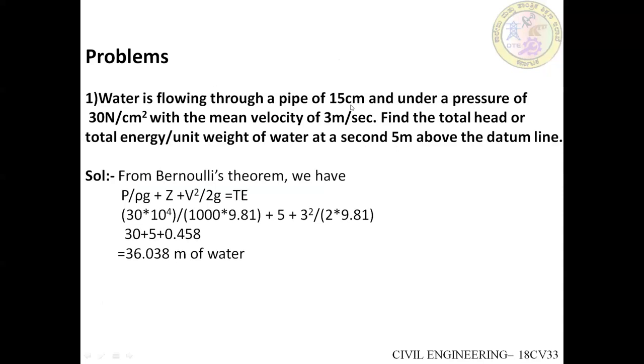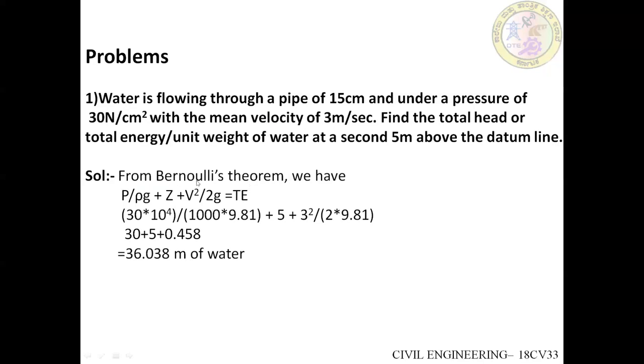Diameter is given, d, so from the diameter you can determine the area. And pressure value is given. It is given in centimeter square. You have to convert it into meter square, so it will become 30 into 10 power 4 Newton per meter square. Velocity is given. Okay, then what else is to be found out? Given that is the datum line, datum head is given, that is 5 meter, which is nothing but the z value. From the Bernoulli's theorem, we have this formula: P by rho g plus z plus v square by 2g equals total energy.